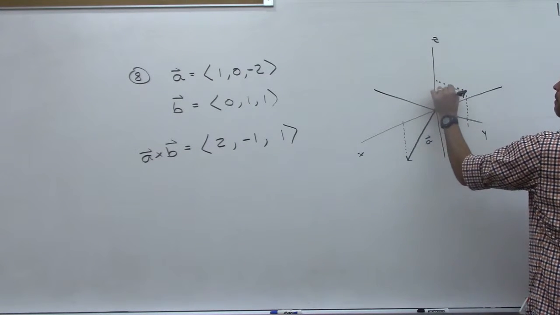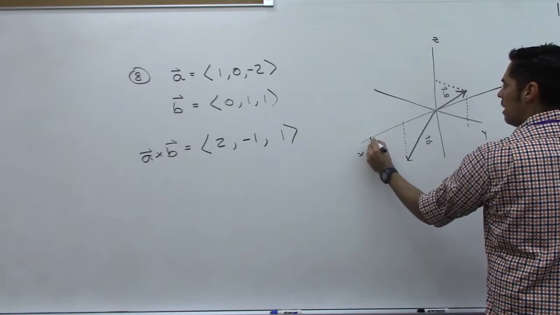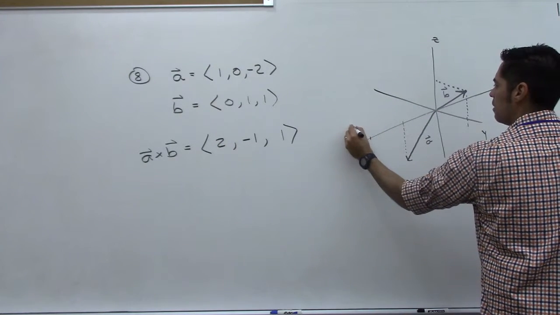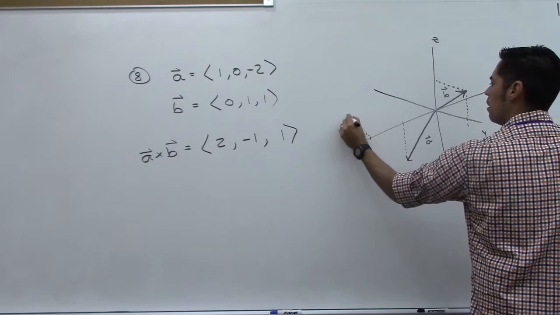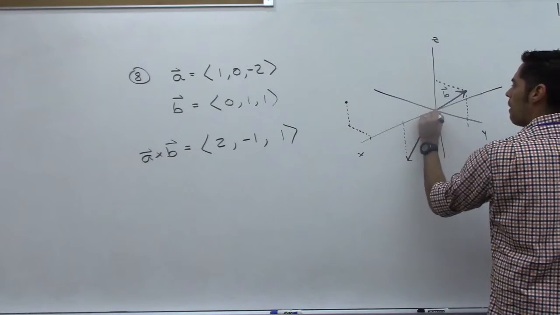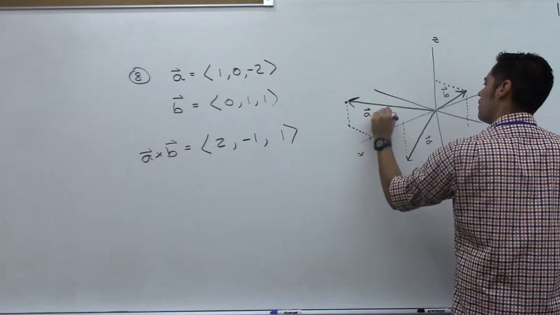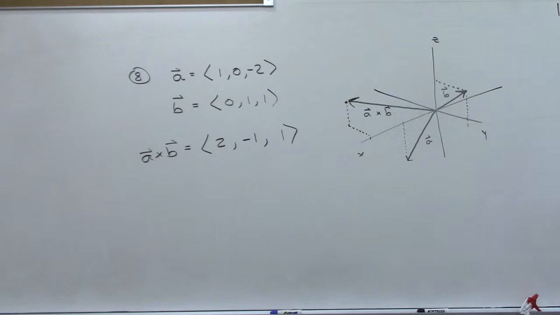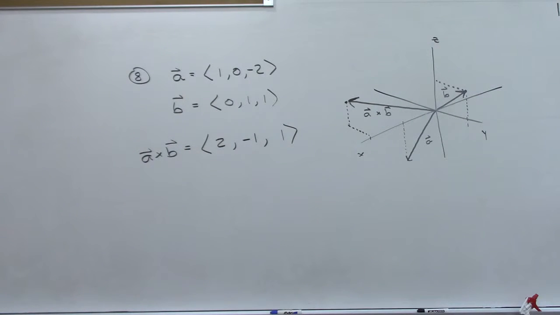That's B. And then the vector 2, negative 1, 1, which is over here, and then up 1, which is here. That's A cross B. There we go. All right, which number was that? Number 8.